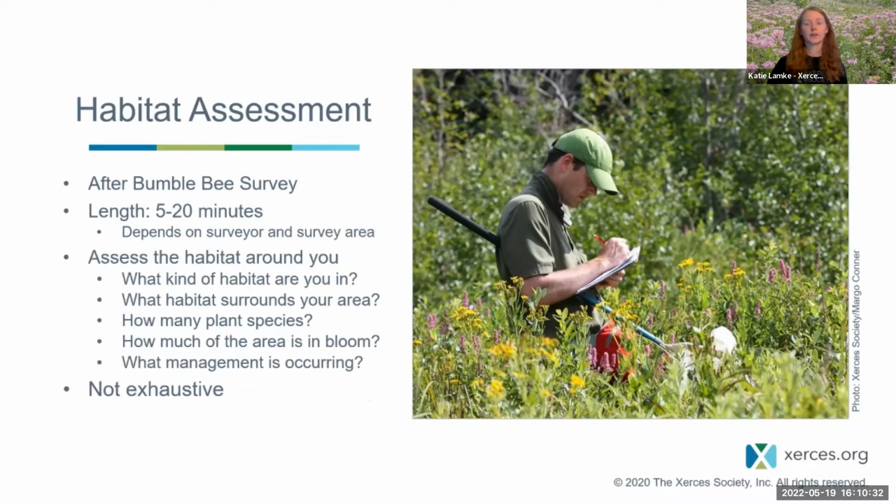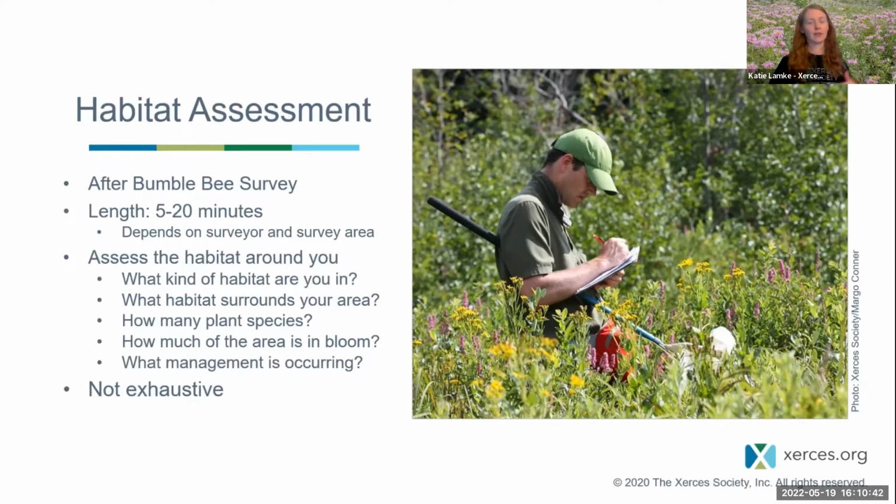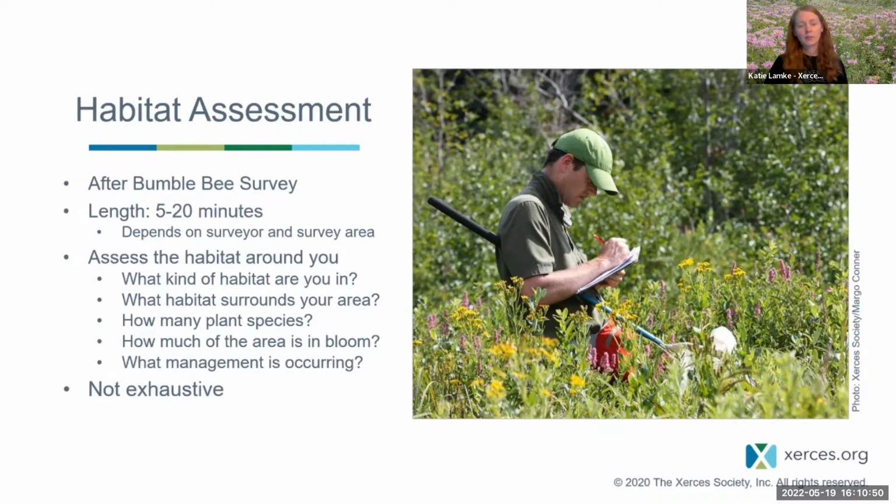So after you conduct your bumblebee surveys, then we're going to ask you to do a quick habitat assessment. And these should only take about 5 to 20 minutes. Because you're doing it after the bumblebee survey, you'll have already walked the area and you'll hopefully be familiar with it. And in this assessment, we're just asking you to look around and notice what kind of habitat you're in. So we're going to give you, I think it's 7 different options to choose from of what habitat you have. Is it a grassland? Is it an agricultural area? Is it urban? And you just check a little box.